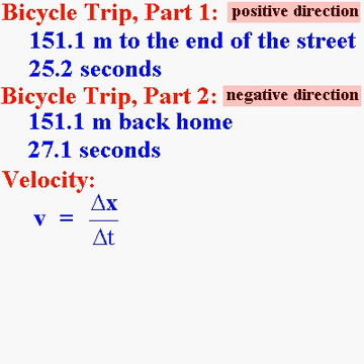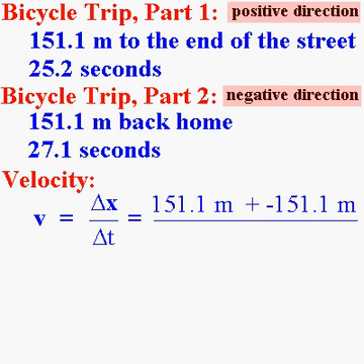Now that we've defined direction, we can figure out displacement. In the first part of the bicycle trip, you moved in a positive direction, so your displacement was positive 151.1. In the second part, you traveled in the negative direction, so your displacement was negative 151.1. So the change in displacement then is 151.1 plus negative 151.1. Now time is not a vector quantity, it's a scalar quantity. So we can just calculate the change in time the same way we did before. 25.2 seconds for the first part of the trip and 27.1 seconds for the second part of the trip.